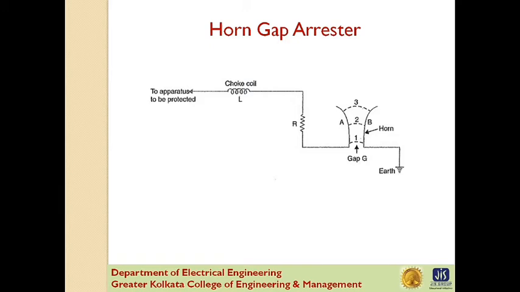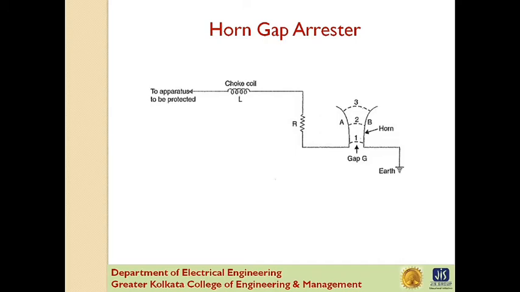Next is the horn gap arrestor. Now there are two metal rods A and B, looking like a horn and separated by a small air gap. The horns are constructed so that the distance between them gradually increases towards the top. The horns are mounted on the porcelain insulator. One end of the horn is connected to the line through a resistance R and choke coil L, while the other end is effectively grounded. The resistance R helps in limiting follow current to a small value.